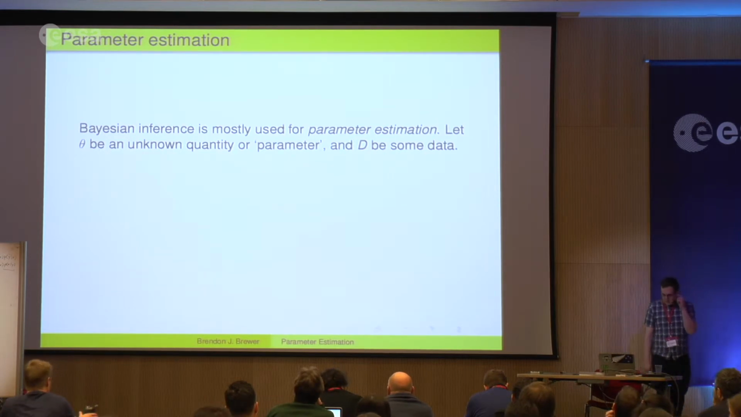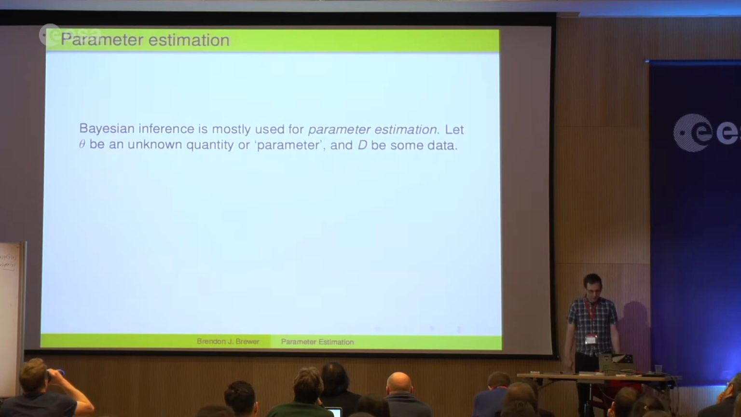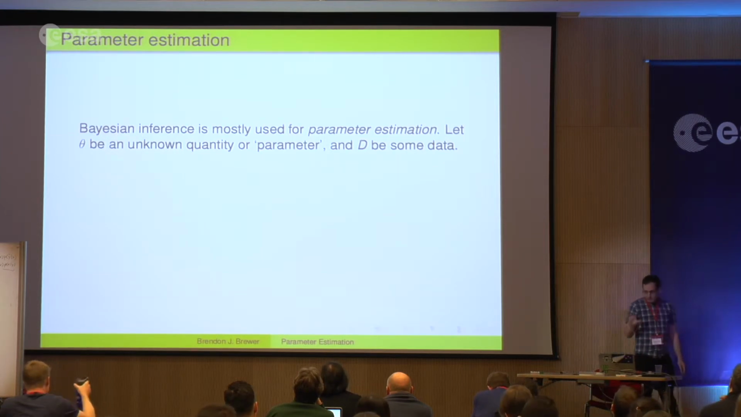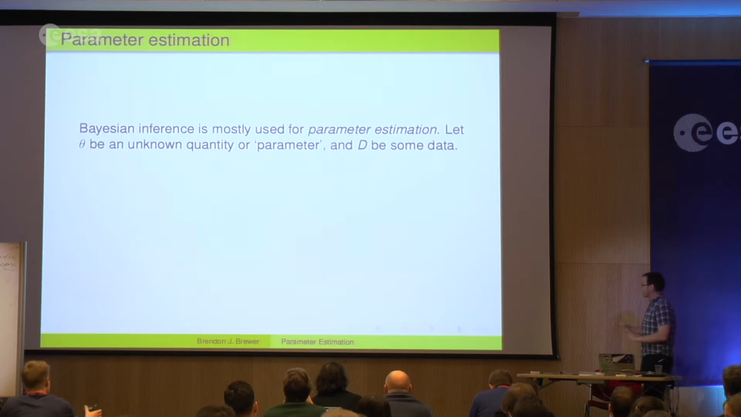So this is the most common way you'll see Bayesian inference used in astronomy and everywhere else. It's to do parameter estimation, which is just this kind of setup.